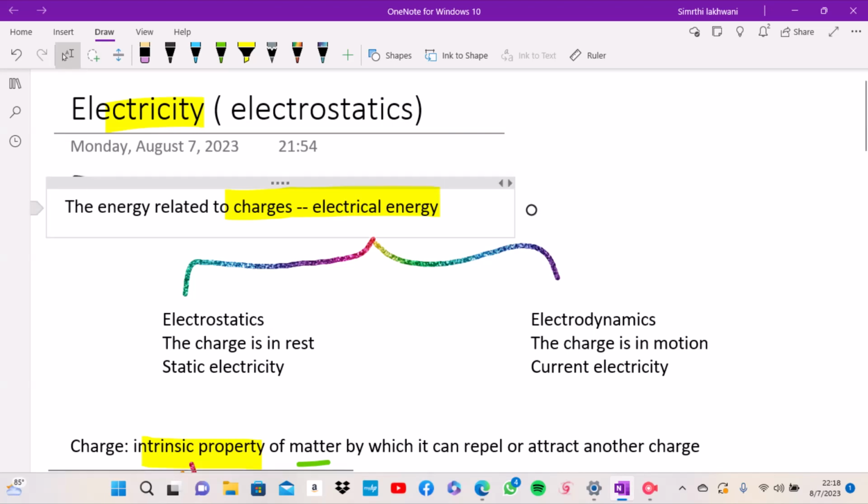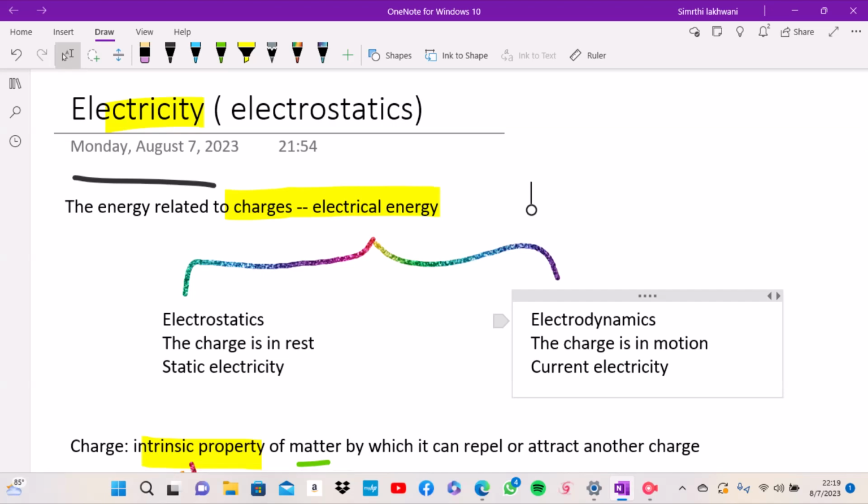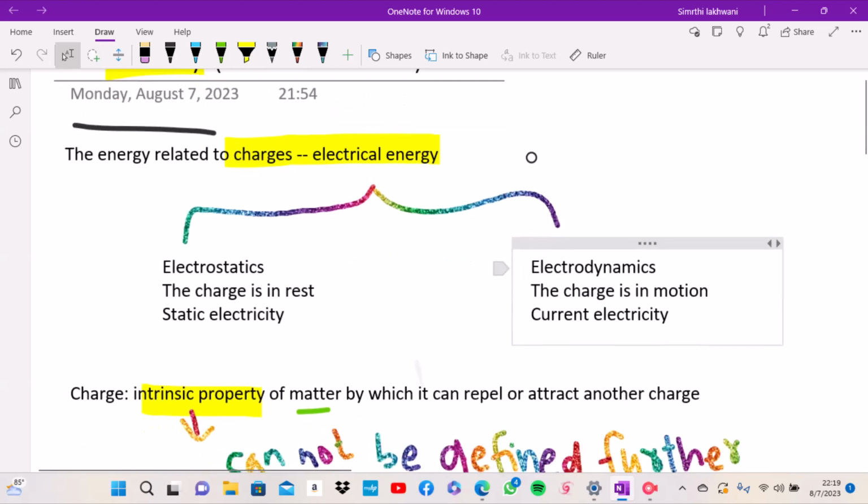Now, this electrical energy is further divided into two parts. The first one is electrostatics and the second is electrodynamics. When we say electrostatics, what does that mean? Basically, it means that the charge is at rest, right? And that is known as static electricity or electrostatics, right? Then we have electrodynamics, in which the charge is in motion, and it is known as current electricity, right?